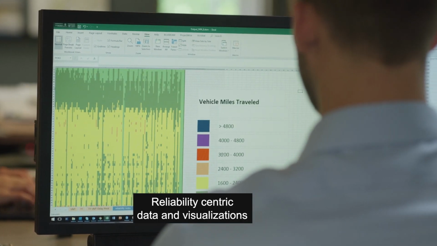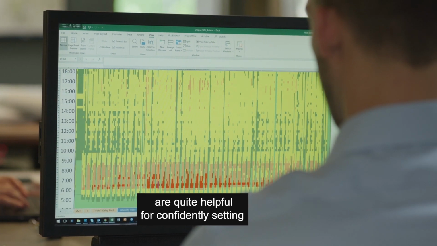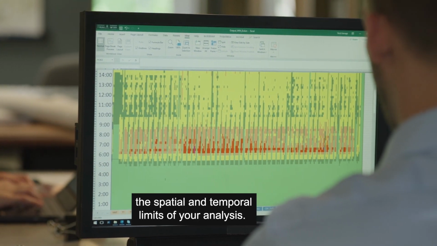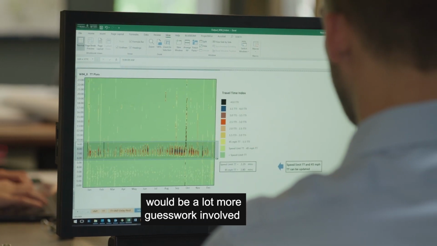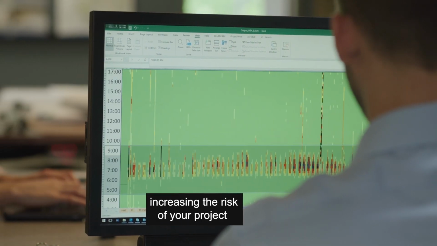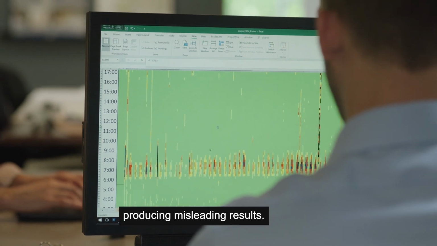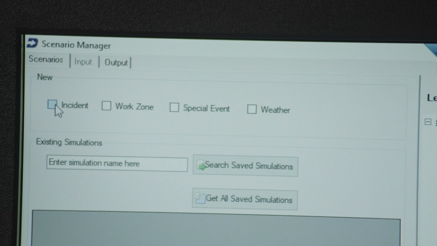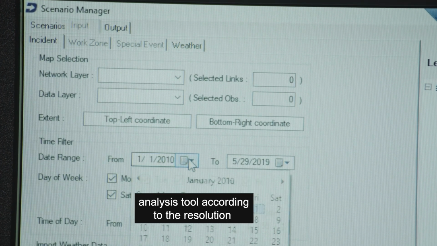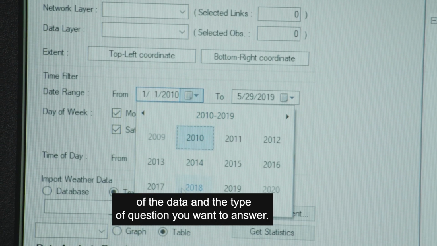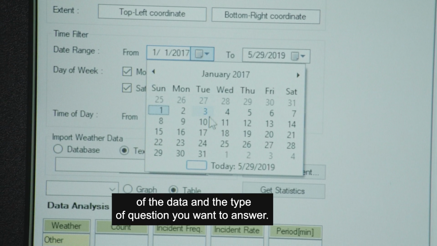Reliability-centric data and visualizations are quite helpful for confidently setting the spatial and temporal limits of your analysis. Without these data and visualizations, there would be a lot more guesswork involved, increasing the risk of your project producing misleading results. In Module 3, we'll look at selecting the appropriate analysis tool according to the resolution of the data and the type of question you want to answer.